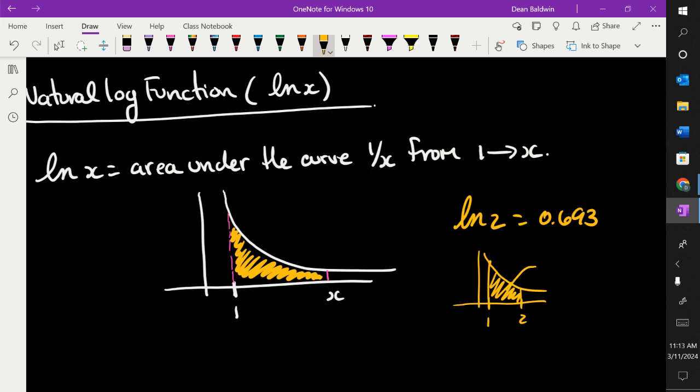This area is 0.693. That's all the natural log function is. It's the area under the curve of 1 over x from 1 to 2. This is one of the reasons. So there's another. When I say the natural log of 1, why is it 0?